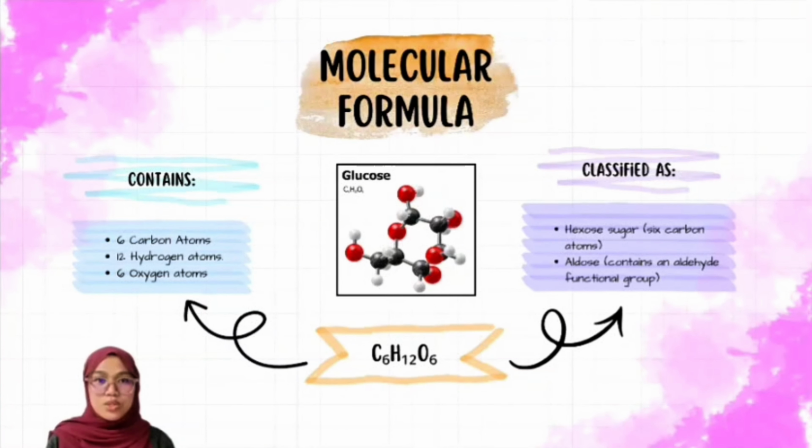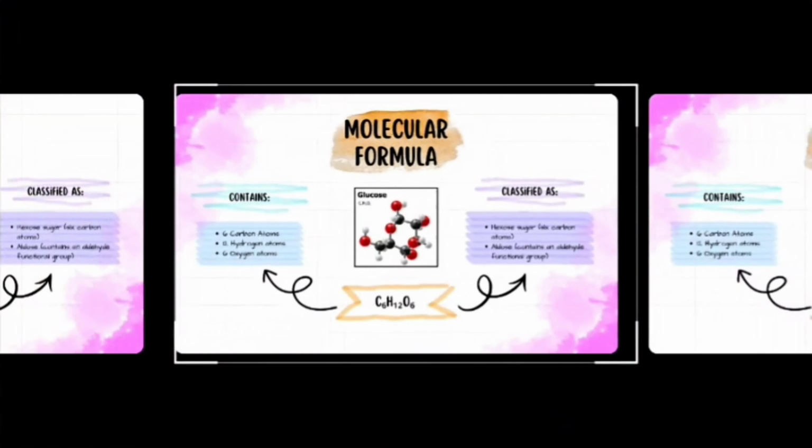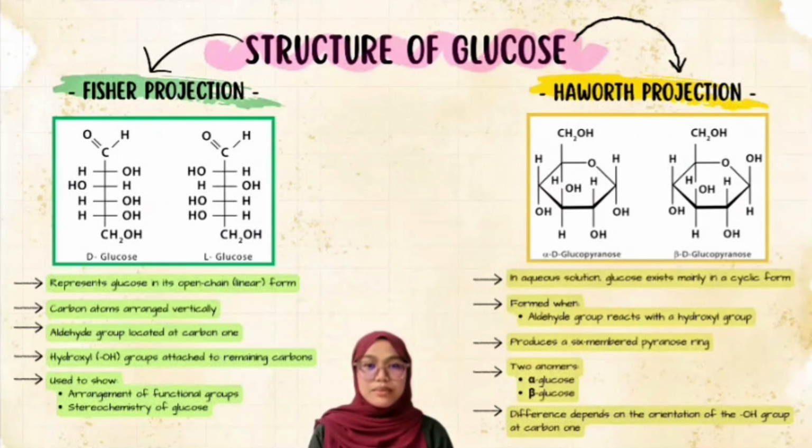Glucose is also known as a hexose sugar because it has 6 carbon atoms, and it is an aldose since it contains an aldehyde functional group. The structure of glucose can be represented in several different ways. The first is the Fischer projection, which shows glucose in its open chain or linear form. In this projection, the carbon atoms are arranged vertically with the aldehyde group at carbon 1 and hydroxy groups attached to the remaining carbons. The Fischer projection helps us understand the arrangement of functional groups and the stereochemistry of glucose.